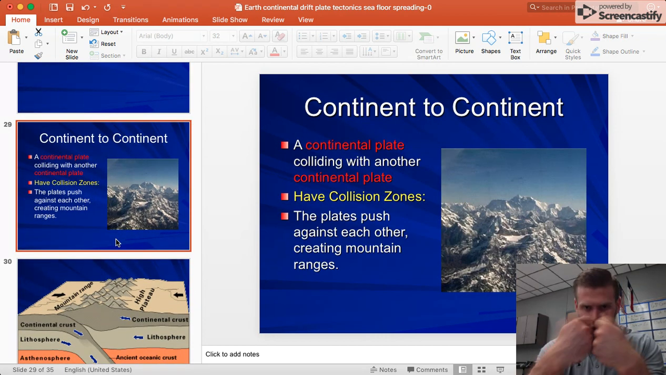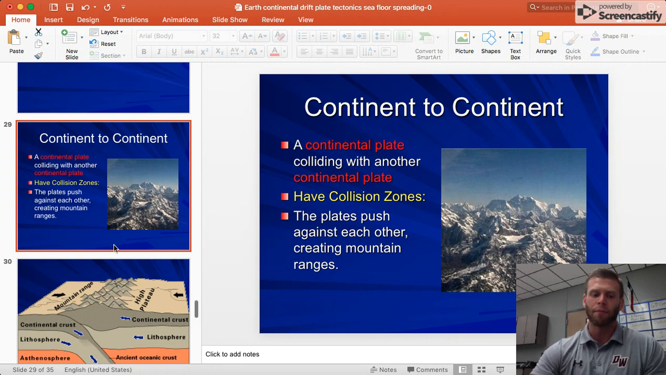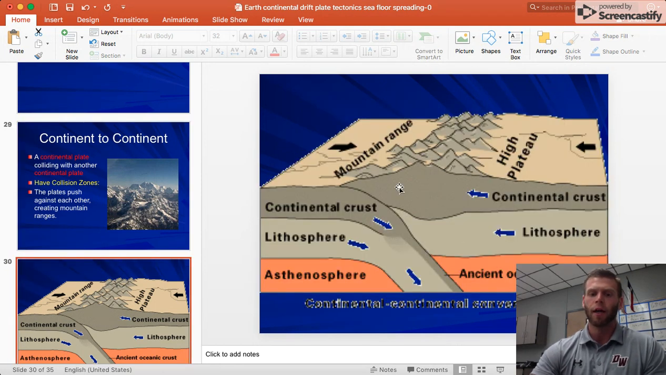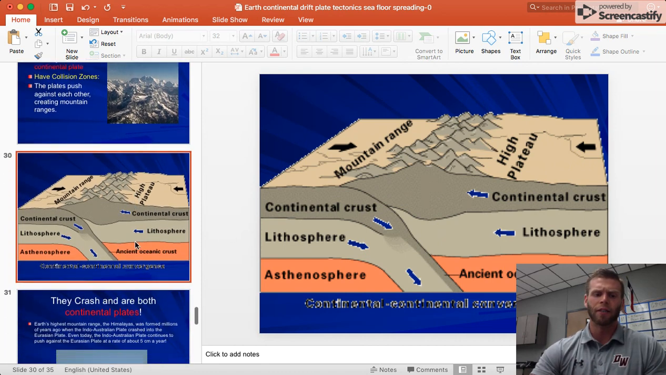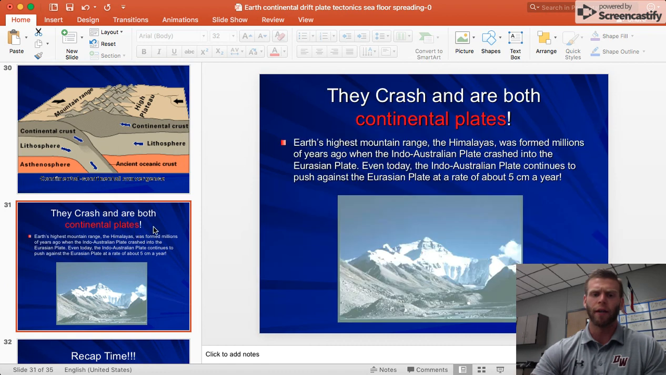All right, now convergent, again, the last one, the third one, continental to continental. This is when two continental plates collide. The plates push against each other, and that creates a mountain range. So you can kind of see here, two continental plates collide together, creating that mountain range because they're both going to be the same type of density. So they'll crash together, creating a convergent boundary, continental to continental mountain range.